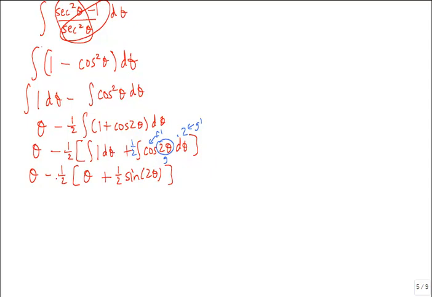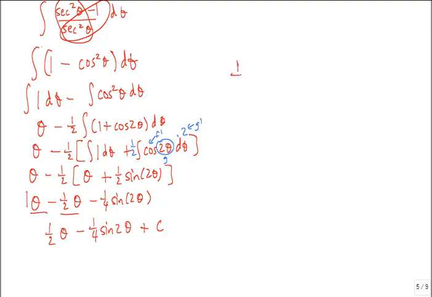Now distributing this negative 1/2 across, I'm going to get θ minus 1/2 θ minus 1/4 sine of 2θ. And notice that these two terms are like terms. This is like 1θ minus 1/2 θ, and 1 minus 1/2 is just 1/2. So these combine into 1/2 θ. All right, no more integrals, so we're ready to put our plus C on, but we need to know what this answer is going to become in terms of x's. So we can't stop here.